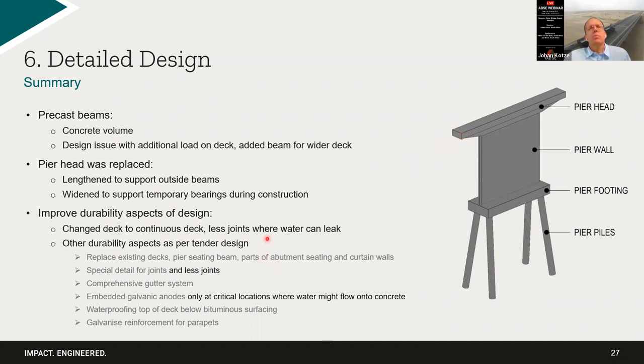We then used this opportunity to see how we can further improve the durability. We changed the deck from a simply supported to a continuous deck, mainly to reduce the number of joints and reduce the amount of water leaking through the deck. Other durability considerations are similar to the previous ones, except that we now have fewer joints and we also reduced the galvanic anodes.